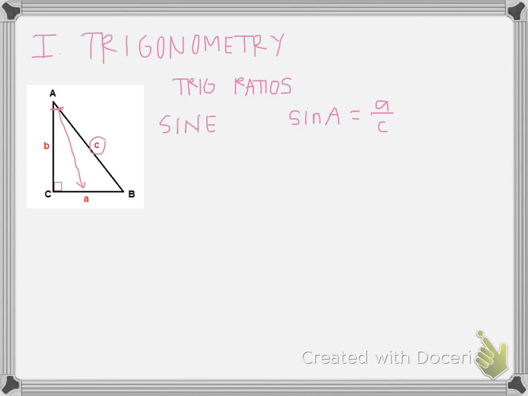Well, what if we wanted to find our other angle down here, that angle B? If we wanted to find the sine of angle B, it's the side opposite. So that would be your B over your hypotenuse C. So the sine ratio is going to be the opposite side over the hypotenuse.